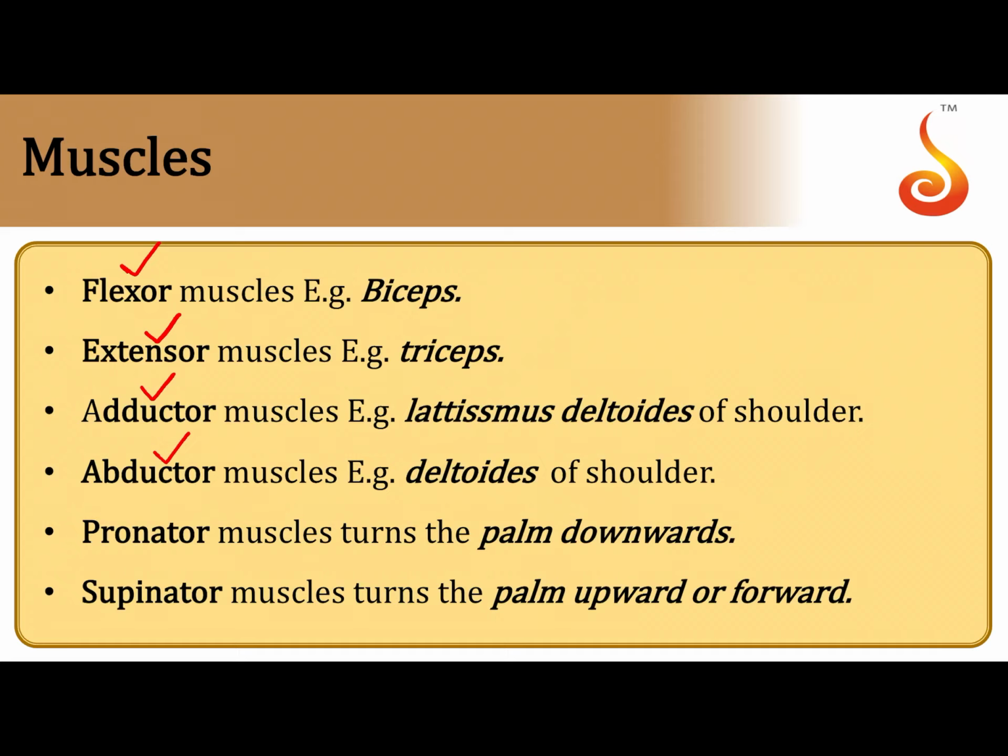And you can easily move your palm downwards and upwards. The downward movement of your palm is mediated by the pronator muscle, whereas the upward movement of your palm is mediated by the supinator muscles. So we are classifying the muscles depending on what kind of action they bring about, what kind of effect they have on a body part.